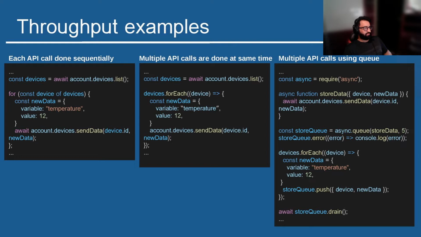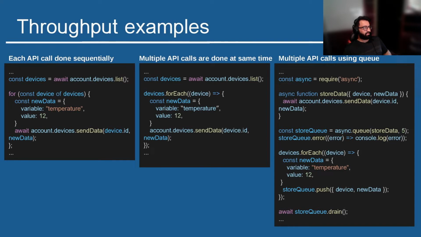In this example, we are not scaling well because the more devices you have, the more likely you are to get an operation timeout error, facing this throughput API limit. The last example is creating queues of 5 at once. In order to do that, we are using the async library. You can check the documentation of this library if you are interested in knowing how it works.